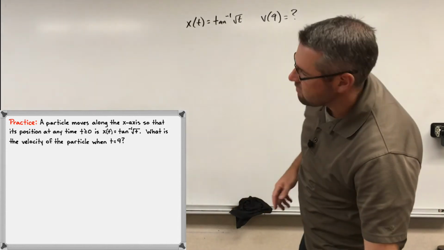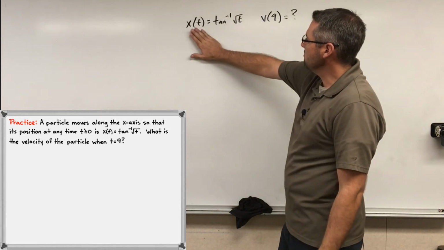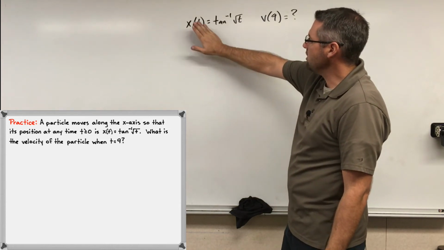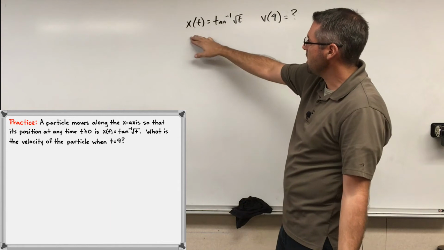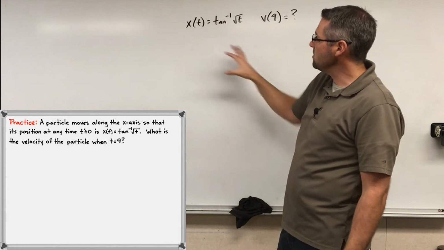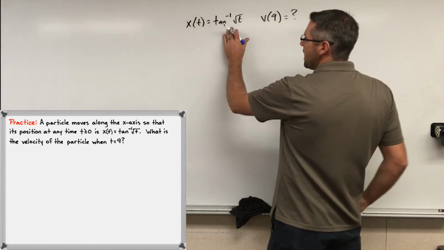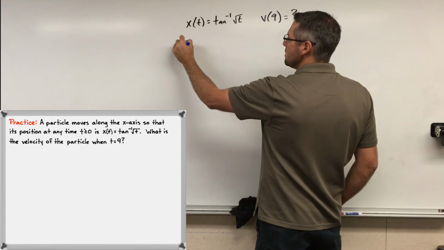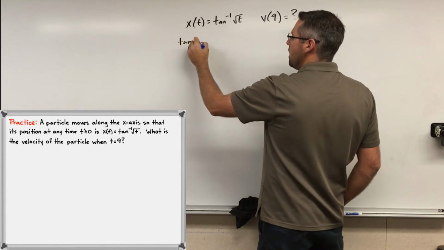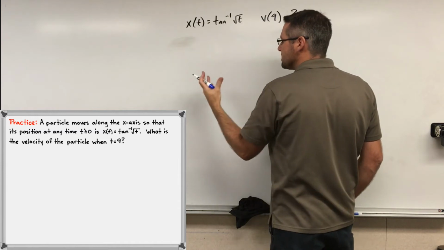Well, we have to figure out the velocity function first. So we have to take the derivative of this. But I know the derivative of position is velocity, but I don't know the derivative of arctangent. So I'm going to have to manipulate this to get my velocity function. Okay? So to do that, I'm going to take the tangent of both sides. So I end up with tangent of, let me rewrite this so you guys can see it.